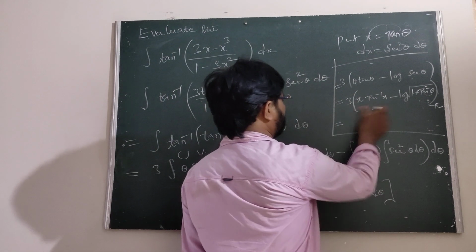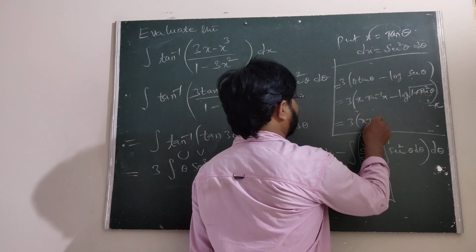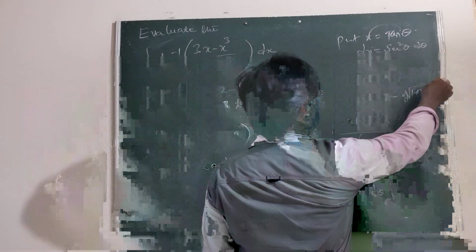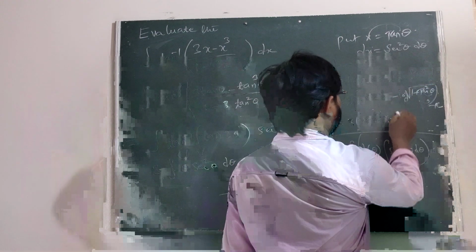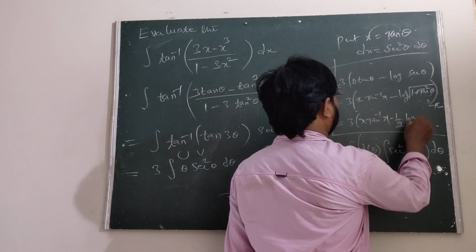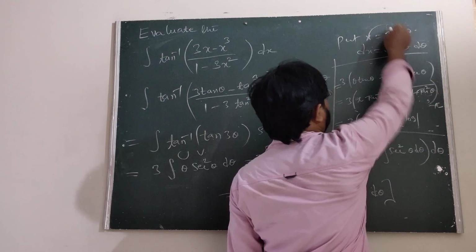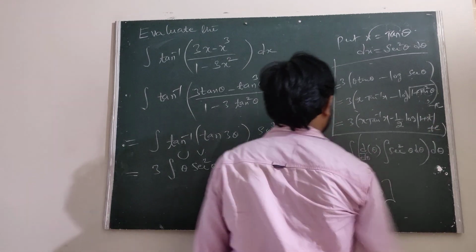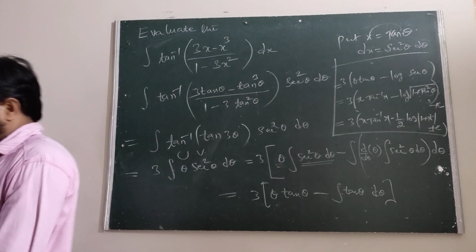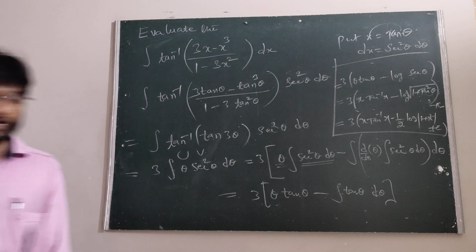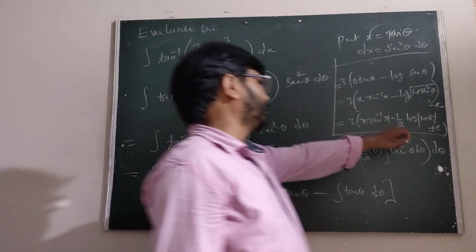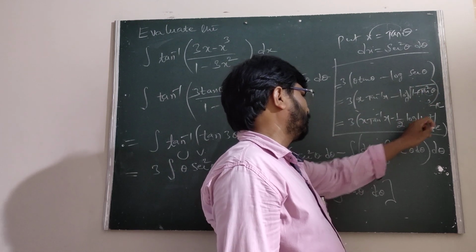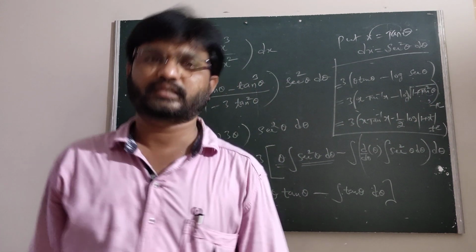Now this is 3 into x into tan inverse of x, minus log mod of the square root of (1 plus tan square theta), which is the whole power 1 by 2. That is minus 1 by 2 log mod of, with tan theta being x, 1 plus x square, plus c. Is it clear? 3 x tan inverse x minus 1 by 2 into log of 1 plus x square, since log a power m is m log a.